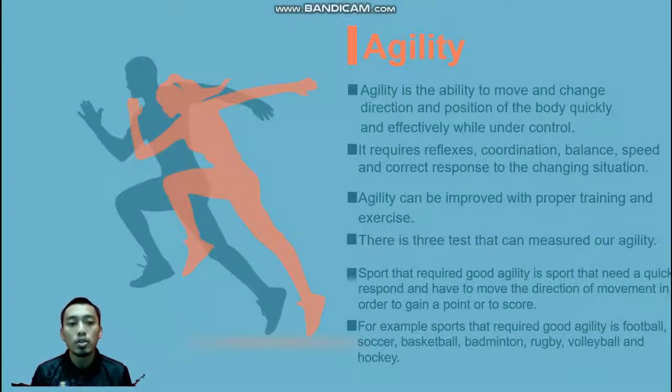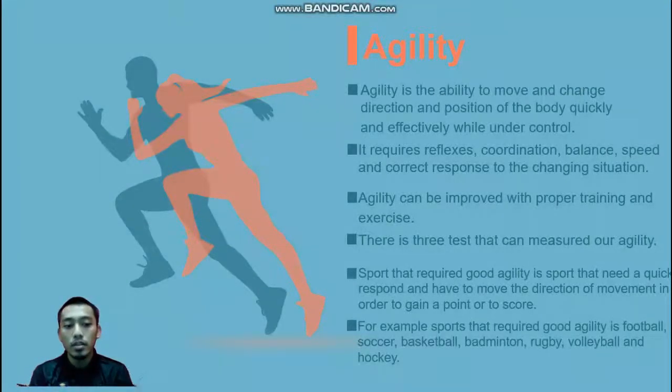Agility is the ability to move and change direction and position of the body quickly and effectively while under control. It requires reflex, coordination, balance, speed, and correct response to changing situations. Agility can be improved with proper training and exercise. There are 3 tests that can measure our agility.